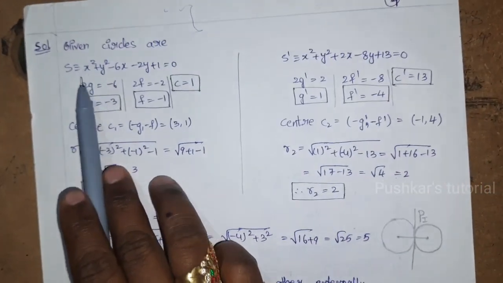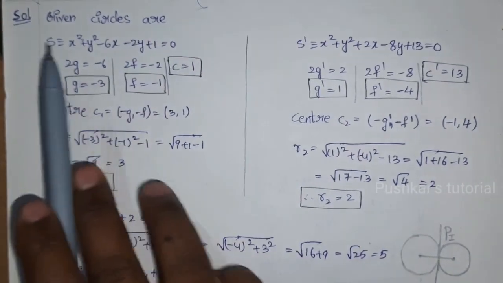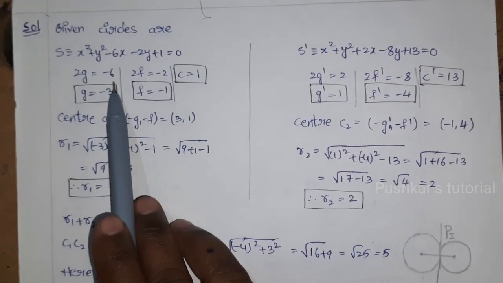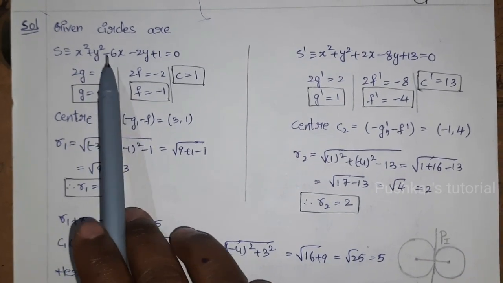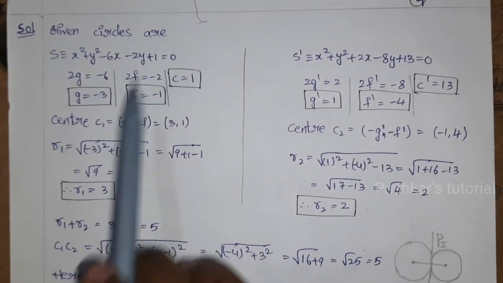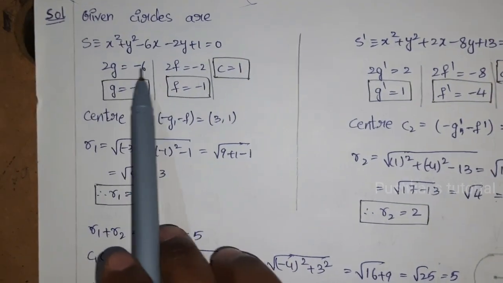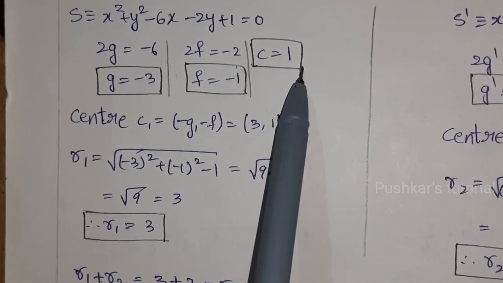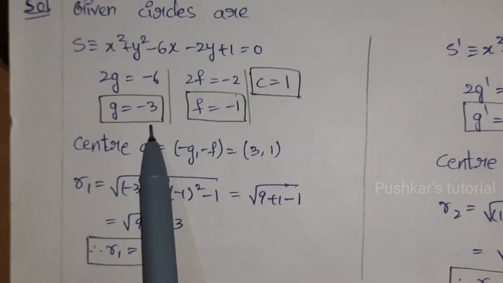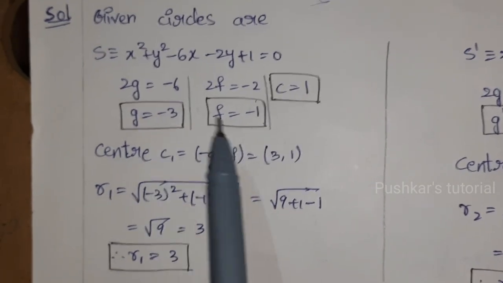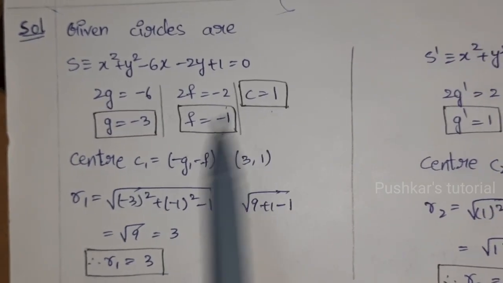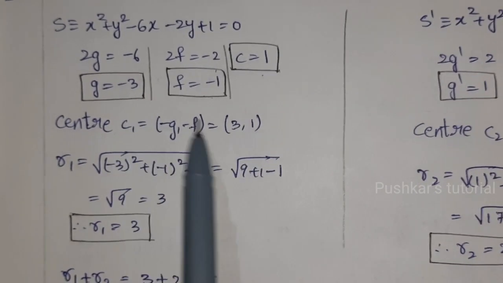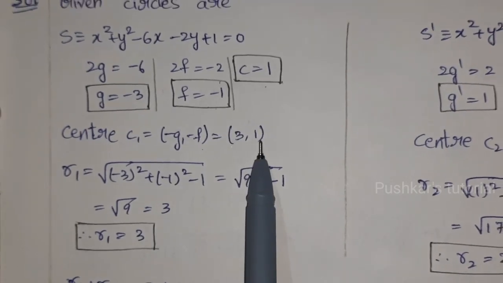So x square coefficient, y square coefficient should be 1. So it is 1, no need to bother. Next we should write 2g equals x coefficient, because the formula is x square plus y square plus 2gx plus 2fy plus c is equal to 0. So 2g is minus 6, 2f is minus 2, constant c value 1. So g is 3 and f is 1. Center formula: minus g, minus f. So same number but opposite sign.